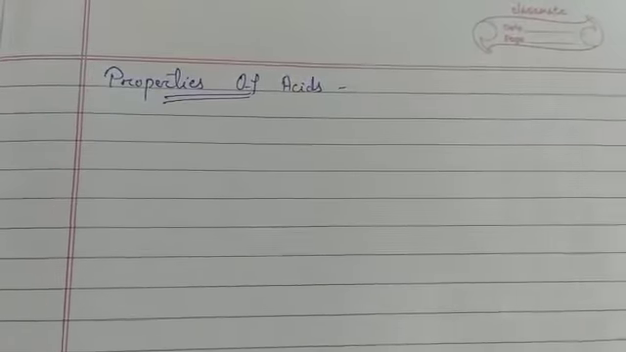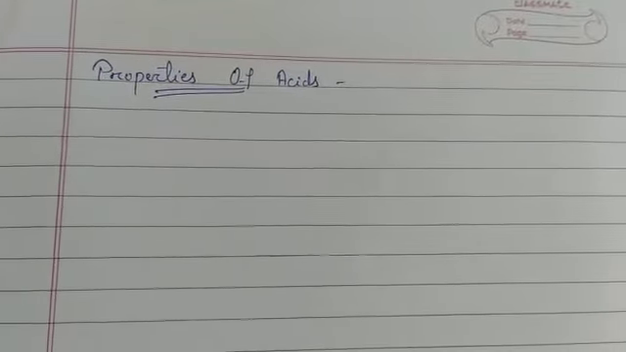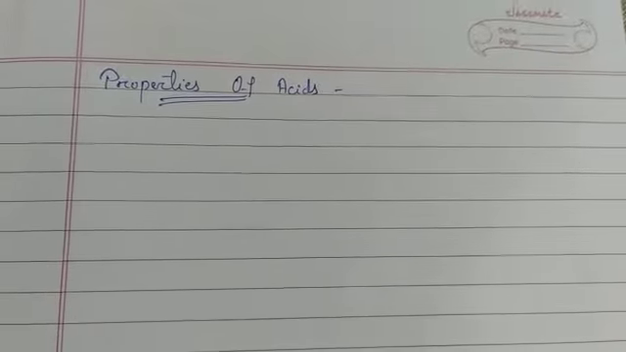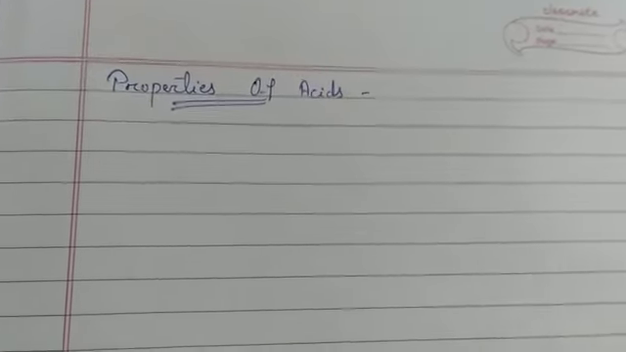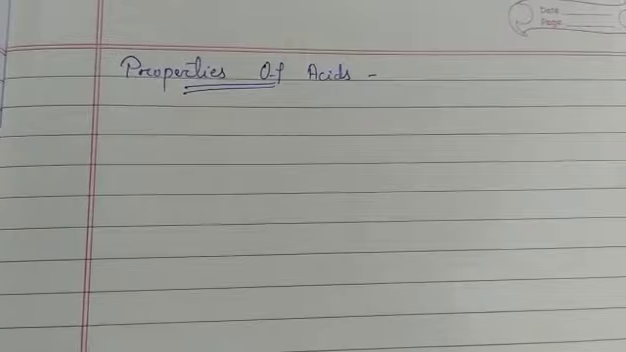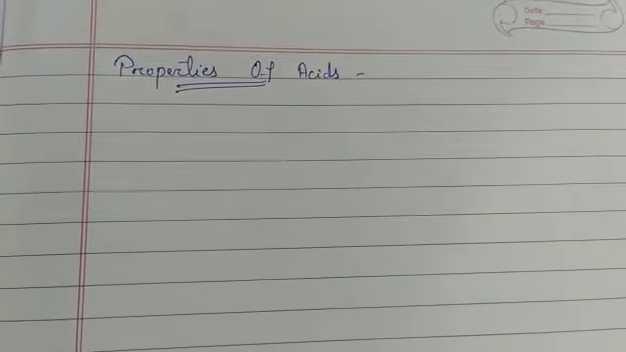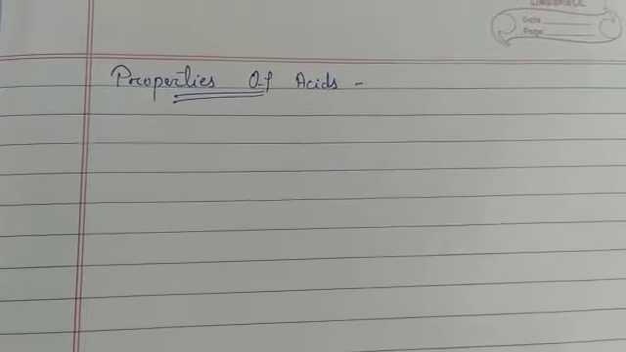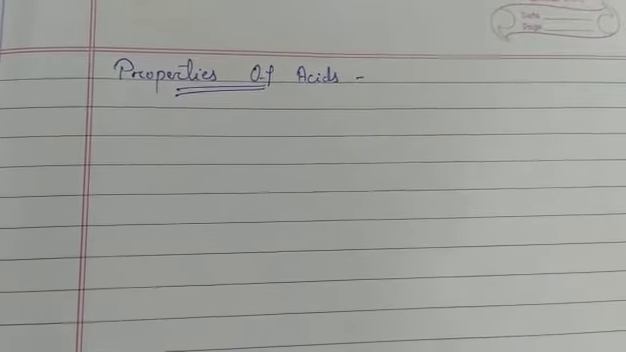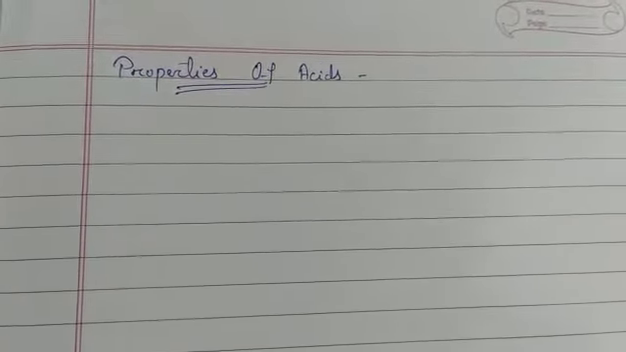Now we will see the properties of acids. I had told you acids are sour to taste and acids are soluble in water. Now we have other properties of acids: acid turns blue litmus to red. Acidic solutions are good conductors of electricity.